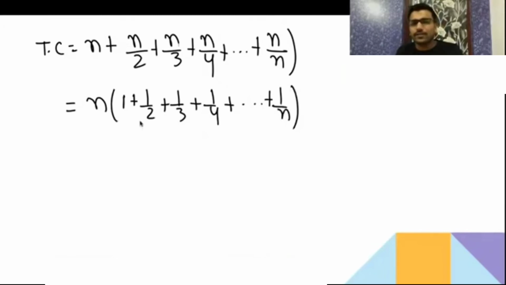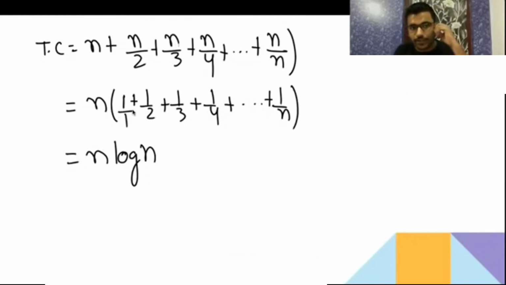And this is called log n. Okay, this is log n. So it's like n log n. So you can write 1 plus 1 by 2 plus 1 by 3 plus 1 by 4 plus, like this, it is called log n, 1 by 1, then 1 by 2, 1 by 3, 1 by 4, it is log n. So time complexity is going to be n log n.